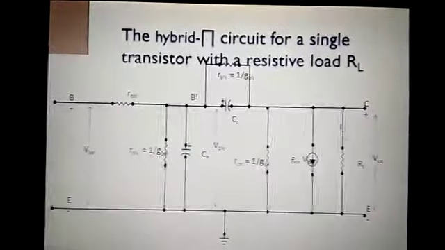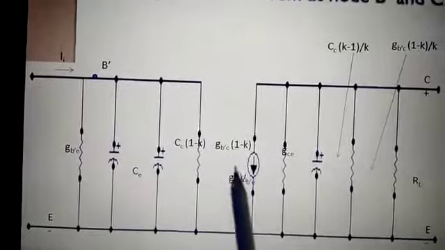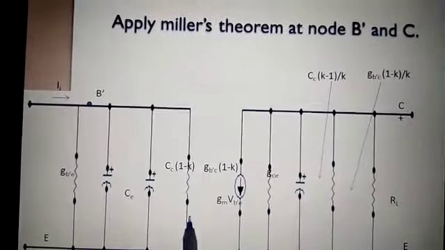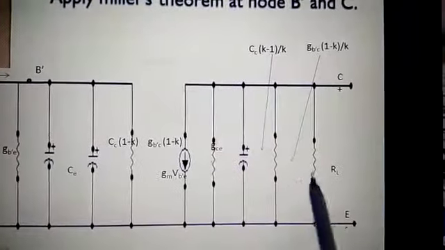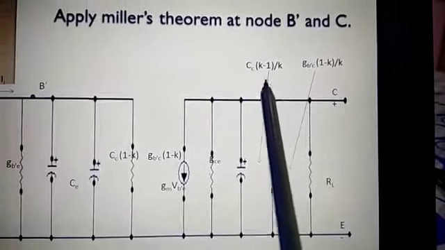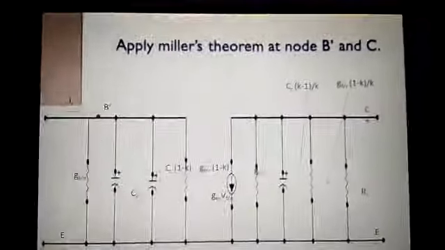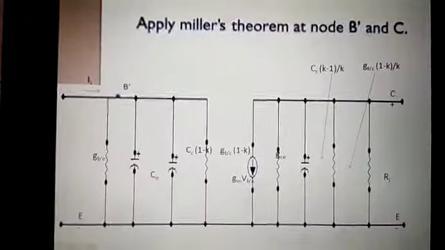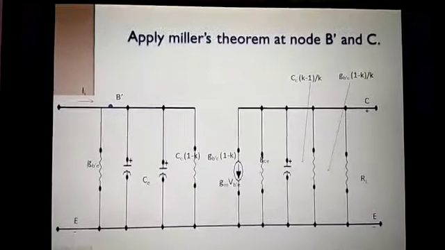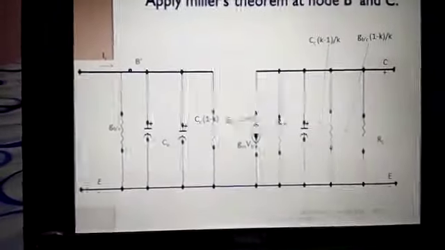Let us see this diagram using the Miller's diagram. You can see here this resistance Cc into 1 minus K will appear over here, and this resistance will appear here, this one, Cc into K minus 1 by K, where K is the gain of this Miller equivalent. Apply Miller's theorem at node B dash and C dash, and we will get this type of Miller's equivalent circuit.